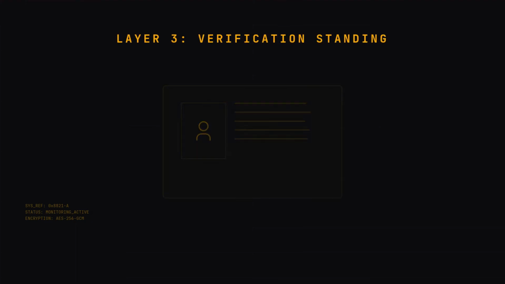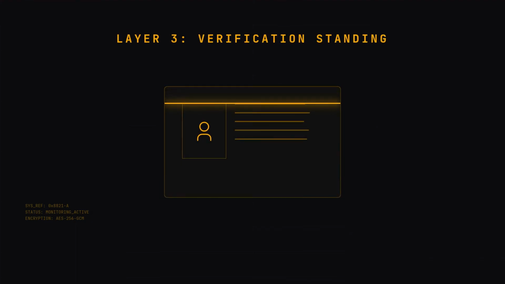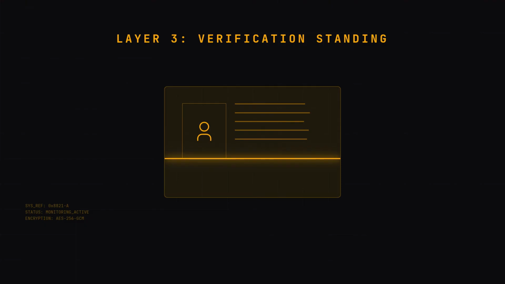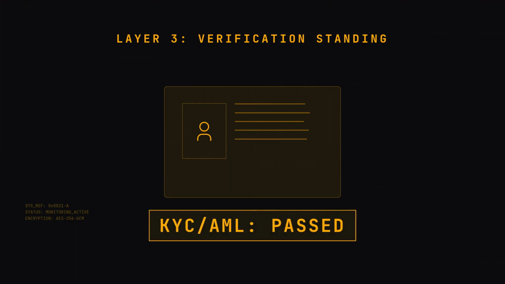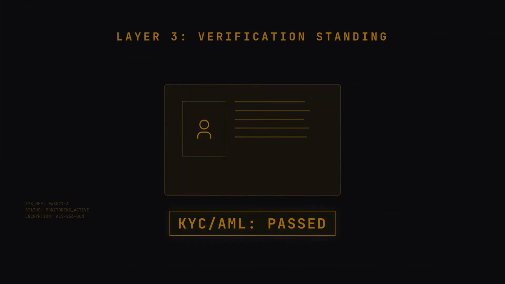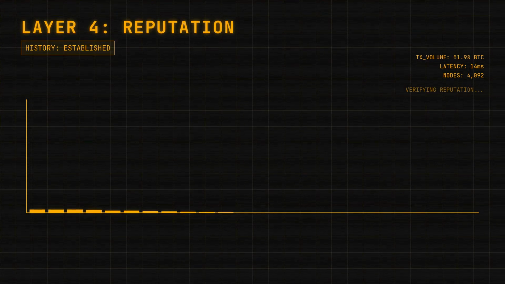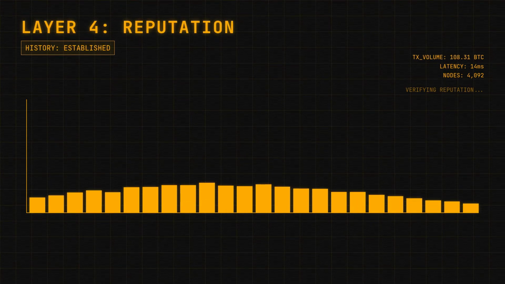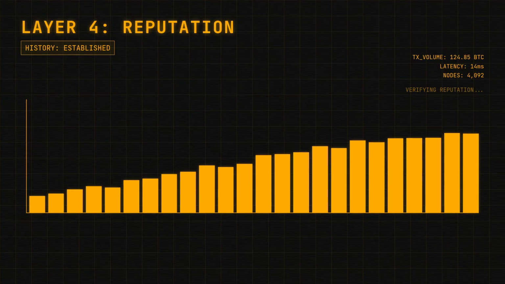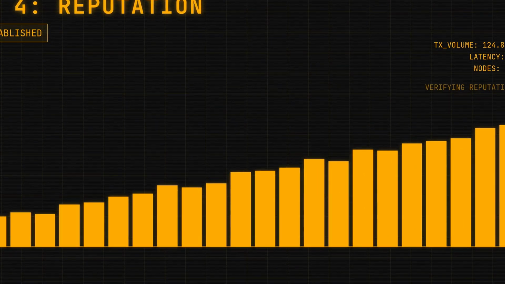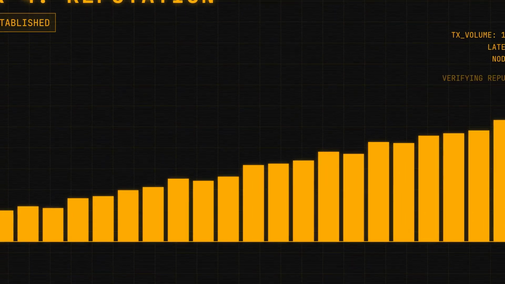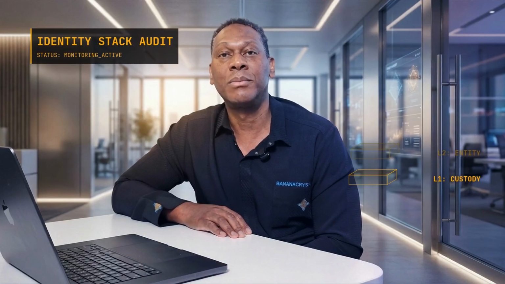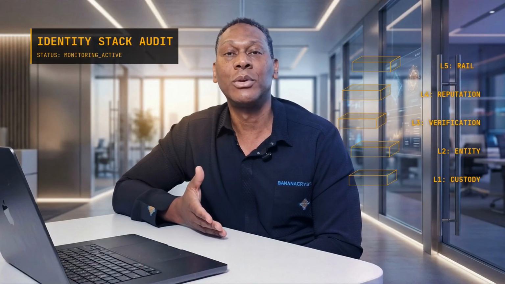Layer 3, verification standing. Has the account passed the KYC and AML checks required by the payment processor? Layer 4, transaction history and reputation. Does the account have a record of legitimate prior transactions? Layer 5, rail access and currency routing. Can the account actually reach the payment rail the recipient expects? All 5 layers have to be provisioned. If any layer is missing, you'll get a failure.